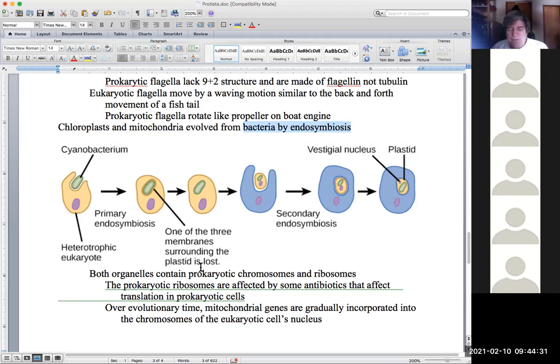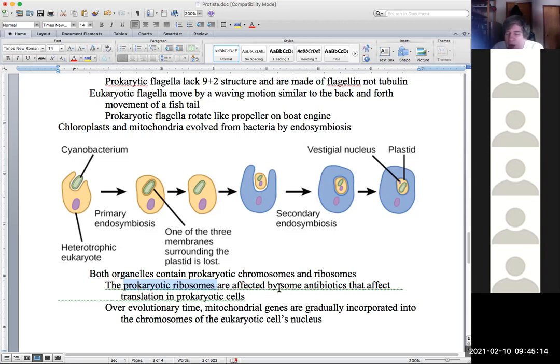But if we look at mitochondria and chloroplasts, what we see is that they both have prokaryotic ribosomes. So the ribosomes in a prokaryotic cell are a different size and work slightly differently than the ribosomes in a eukaryotic cell. So if we would look inside the chloroplast and inside the mitochondria, if we would look at the ribosomes in there, those ribosomes are actually similar to prokaryotic ribosomes. They're not similar to the ribosomes that are out in your cytoplasm.